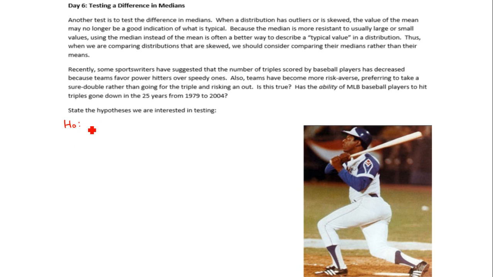So our hypotheses, our H0, would be that players have the same ability to hit triples in 1979 and 2004. And our HA would be that players had a greater ability to hit triples in 1979 than 2004.